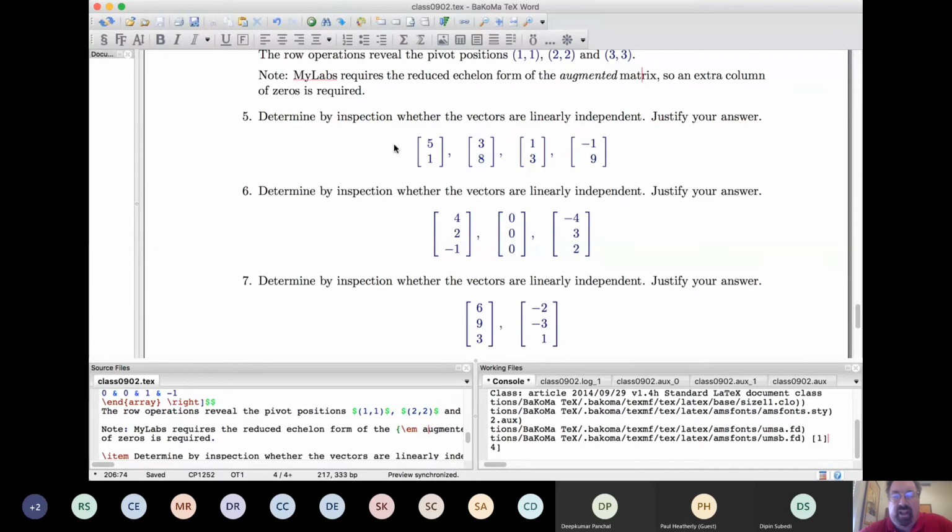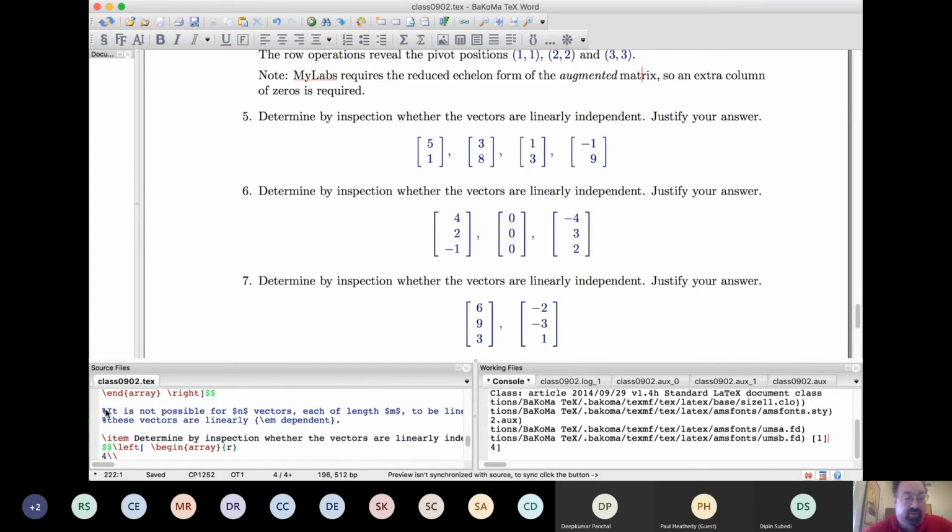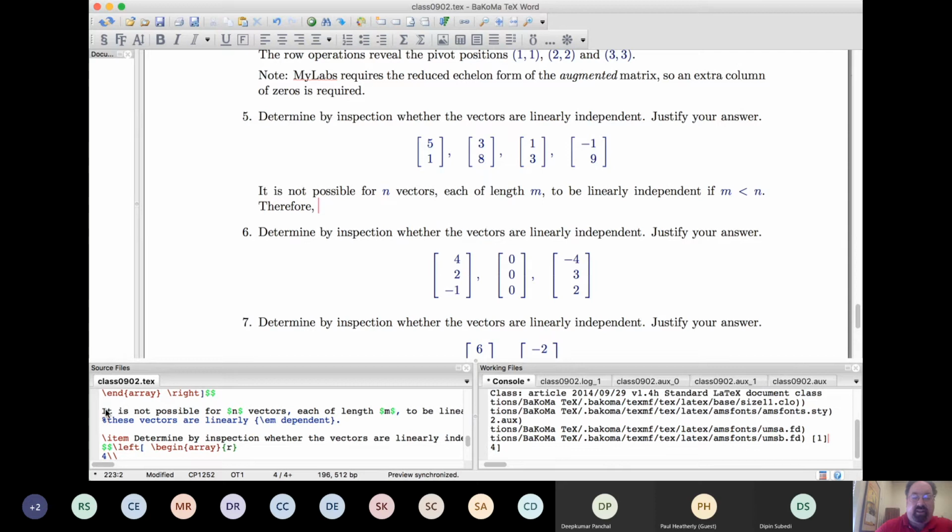Here you have too many, just the right number, and then not enough. So for linear dependence, having too few vectors is fine, but having too many vectors is not. If you have vectors with m elements, and the number of vectors n is greater than m, you're not going to have linear independence. So that settles it right there. So that's a general statement that I can make.